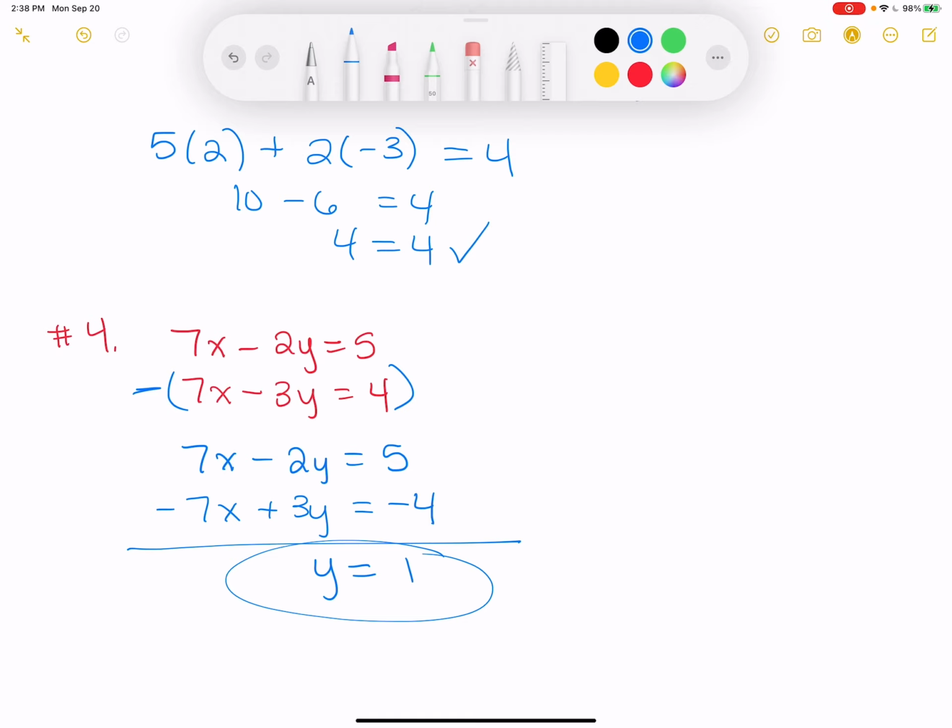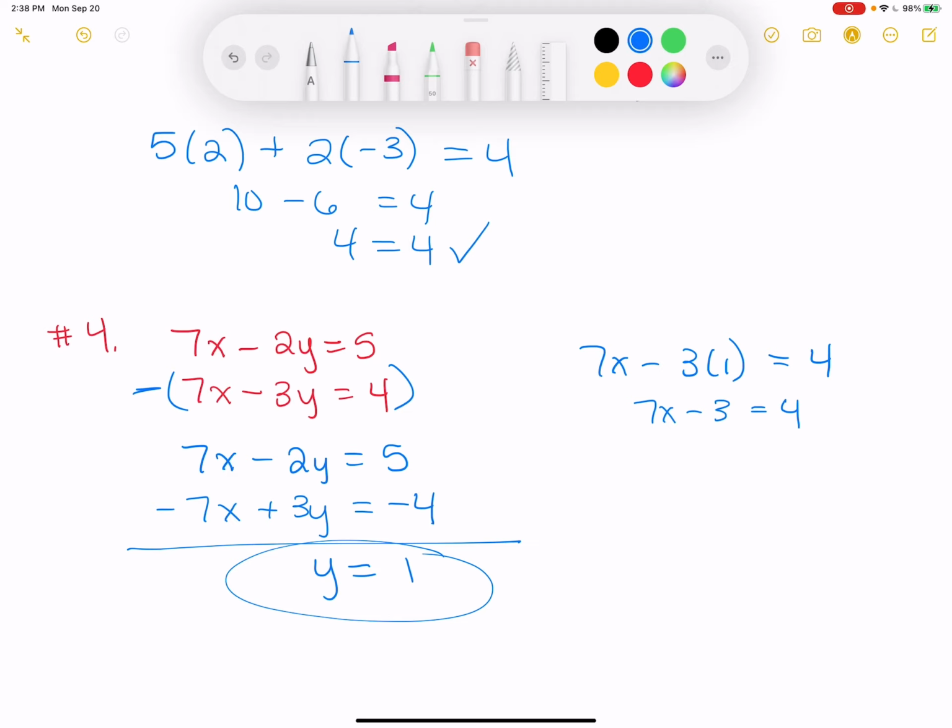And then which one do y'all want to plug that into, top or bottom? Bottom one. Okay, now when you're plugging it back in, you're using the original, not the modified one. So 7x minus 3 times 1 equals 4. So 7x minus 3 is equal to 4.